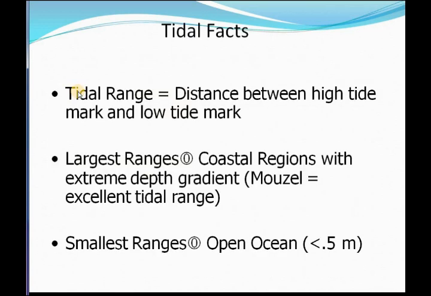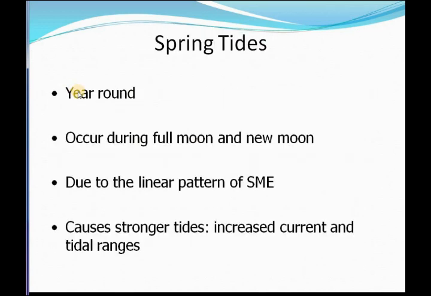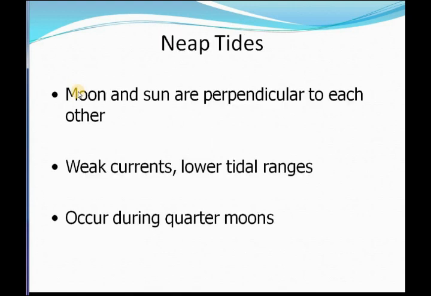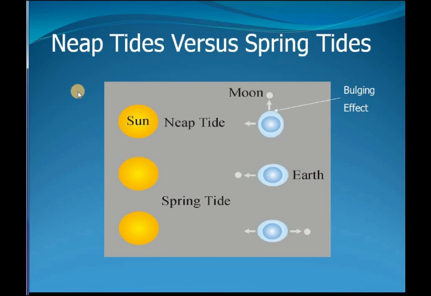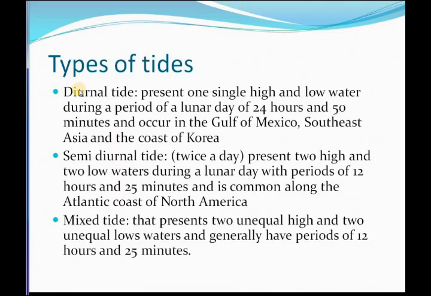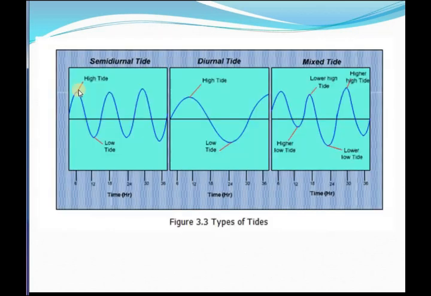Then we have seen the major facts for tides: spring tides and neap tides. We have seen the difference between spring tides and neap tides and when they occur. And we have seen the types of tides: diurnal tides, semi-diurnal tides, and mixed tides, and how they take place.